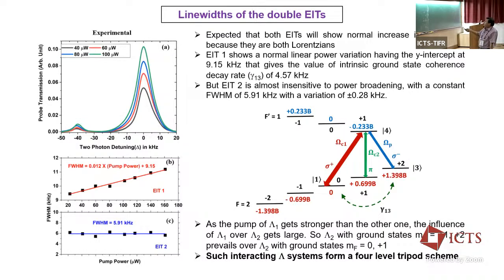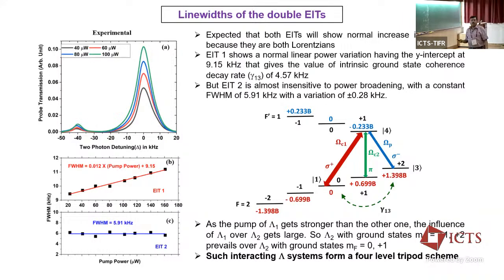So when you are increasing this, the omega 2, the Rabi frequency of this, will go low, which is happening here. That's why we say it is not like lambda 1 and lambda 2 are two independent systems, but a coupled system which is working and making a 4-level tripod scheme. But this doesn't really tell you why I would get this result. It might happen to a lambda system, but they are Lorentzians, and so they will have a normal increase in line widths.